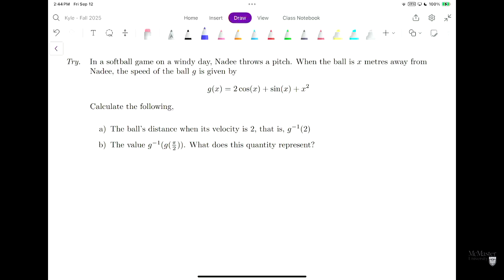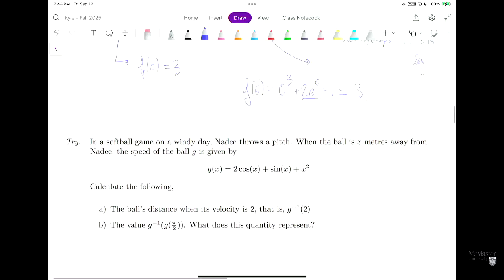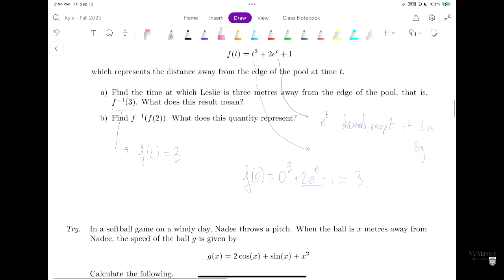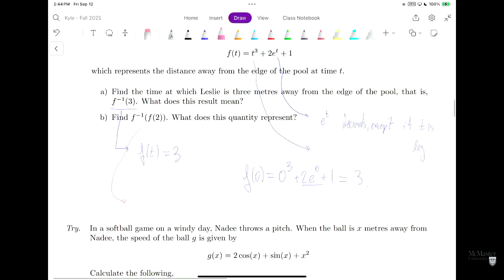Oh, did I skip B in this one? Oh, I did skip B in this one. Sorry, guys. We're going to go back. I totally forgot. So, we're going to do B in this first one, and then we can talk about B together.